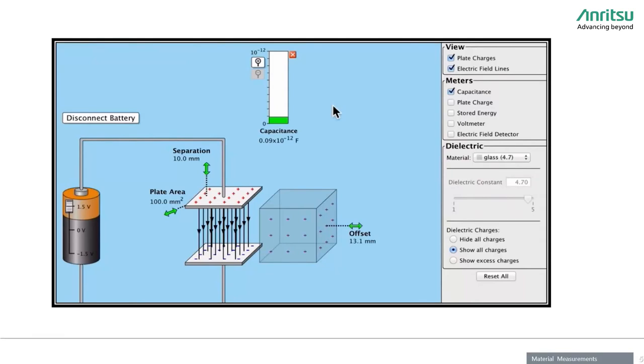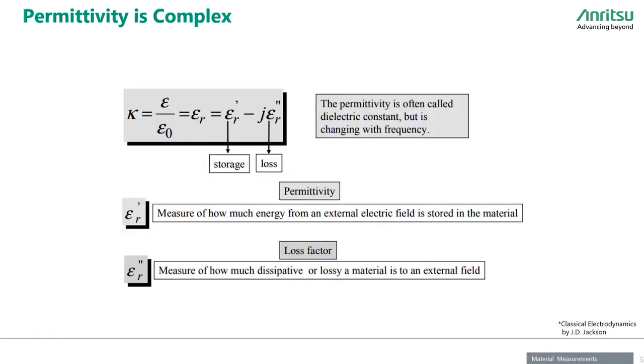Now the second part is that, like I said, permittivity is a complex quantity in nature. That means it has a real part as well as an imaginary part. The real part, denoted epsilon r dash, is the measure of how much energy from the external field is stored in the material. Epsilon r double dash, the imaginary part of the complex quantity, is also the loss factor. That means it is a measure of how much energy is dissipated, or how lossy a material is, under an external electric field.